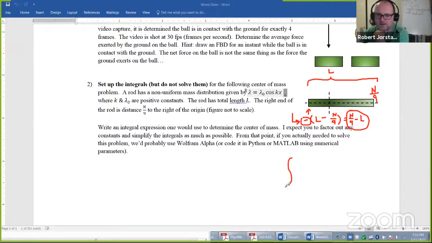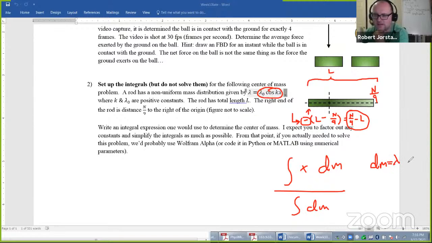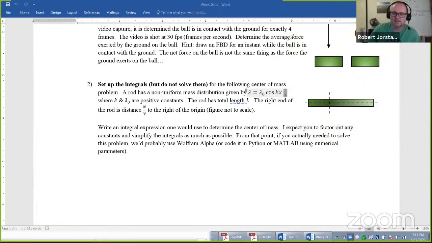And then it's just the integral of x dm over the integral of dm. And then in this case, dm is just lambda times dx, where again, lambda is that whole function with the cosine in there or something like that. Okay. Was it cosine or was it cosine squared? Oh, it's just cosine, I think, right? All right. And so that's that solution.